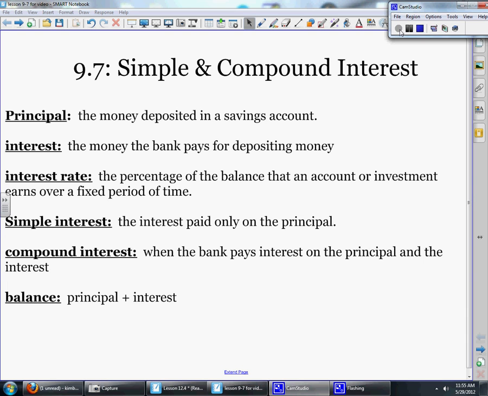So the first term is principal, the money deposited in a savings account. Anytime you make a deposit into a savings account, that is your principal, or the amount of money that you have in the account that you put in there. Interest is the money the bank pays you for depositing money.